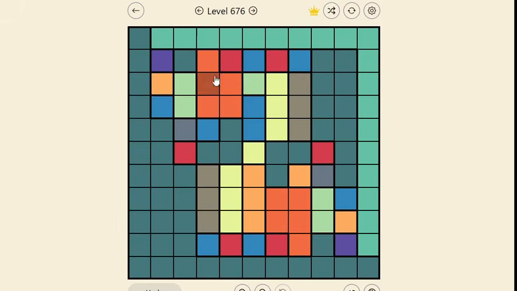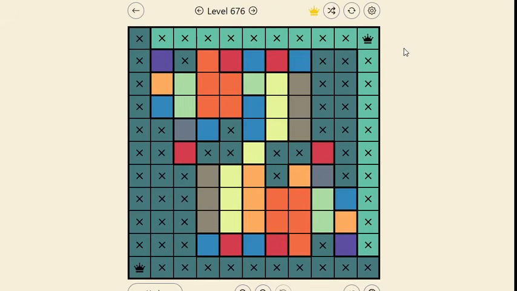So this is puzzle 676. Right off the bat, we see quite a bit of symmetry, but we can also place a couple of obvious queens to start off. We see that these three are our only candidates for this column, so we can eliminate this one, and then same thing here, same thing here.